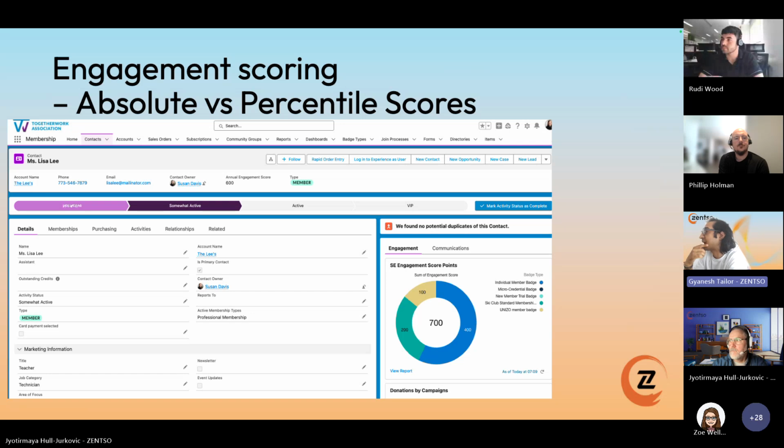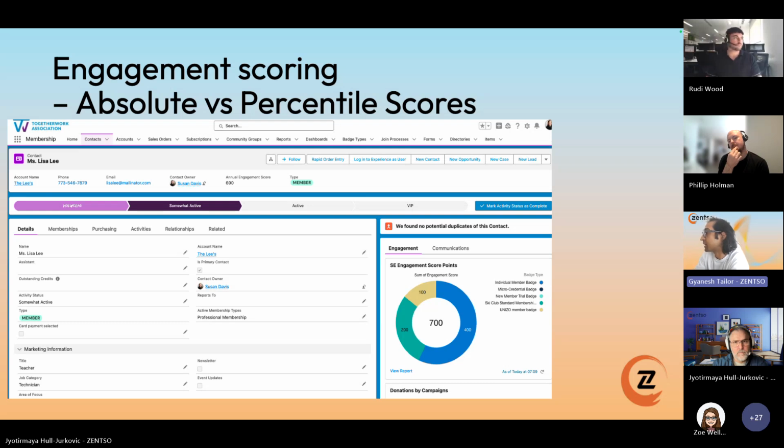All that's doing is adding up all the interactions that you've assigned scoring to, and then giving you one general score. This is a relatively simple way of starting out with engagement scoring, but the major con of doing this is your score is always going to be changing because it is a sum.